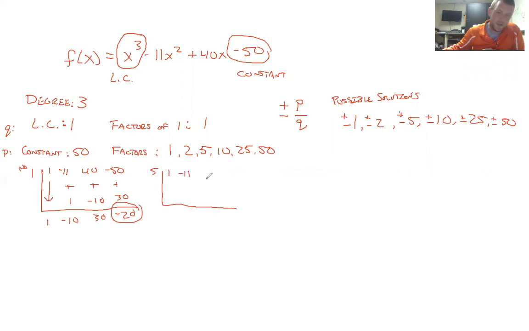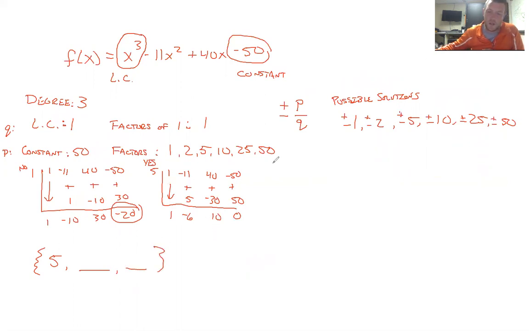1, negative 11, 40, negative 50. 1 times 5 is 5, so that's negative 6, negative 30, 10, 50, and that's 0. So 5 is a solution. Okay, so if I put my solutions down here, 5 is one. Now I need 2 more. Still need 2, so I can use this and do quadratic.